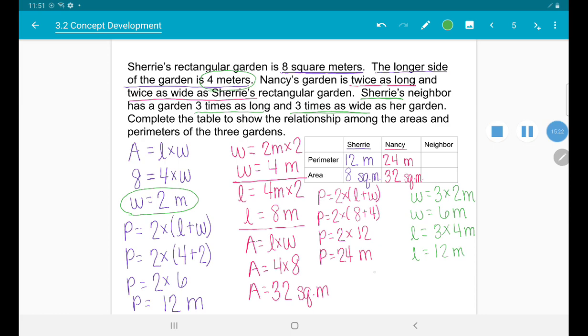So to find the area, area equals length times width. We'll do 12 times 6, and 12 times 6 is 72 square meters. Put that in our table.